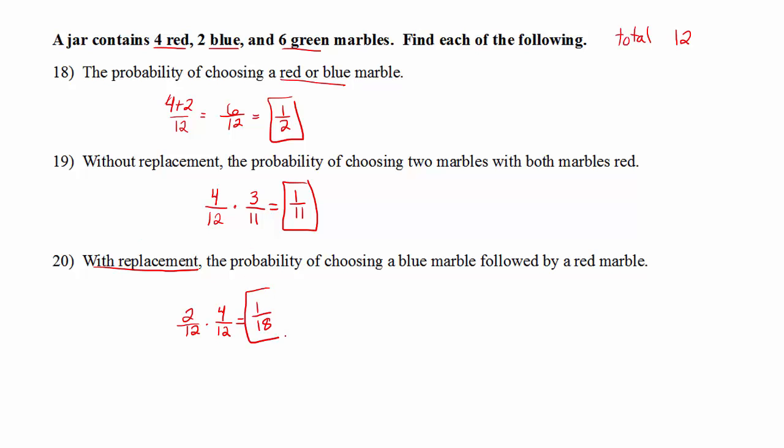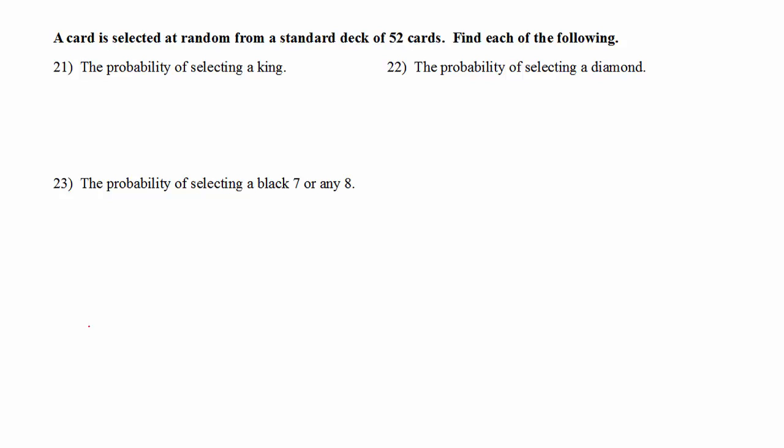So when you're replacing, if you replace it, it means it goes back in, and so both of these should have 12s on the bottom. When you're not replacing, then each subsequent one you're doing should have, like if we did 3 or 4 or 5, each time the bottom number would be going down because we would be taking out marbles, so we'd have fewer total marbles.